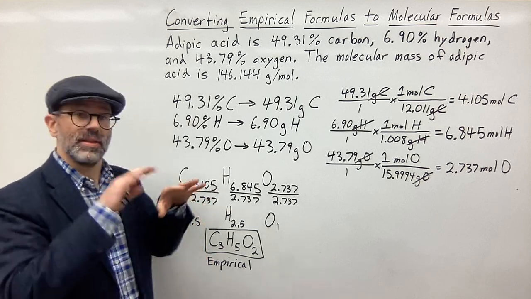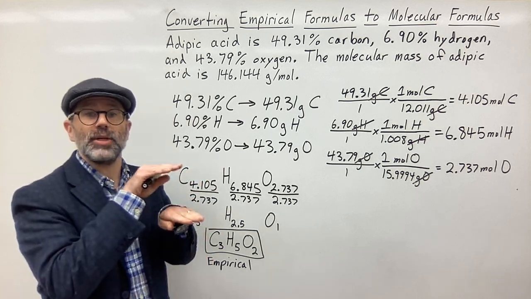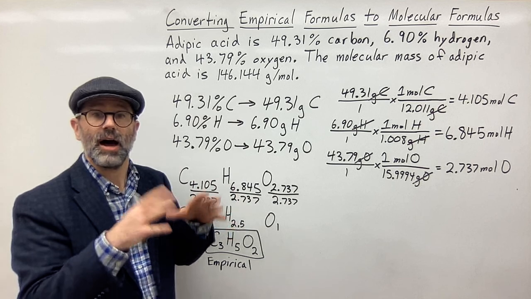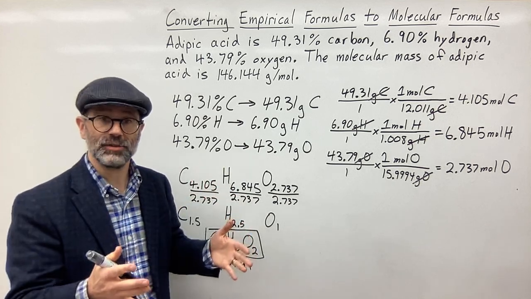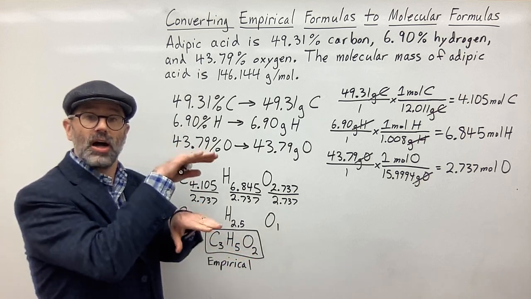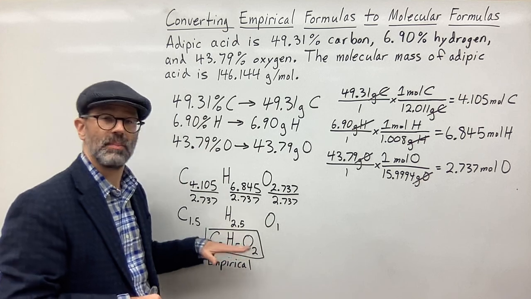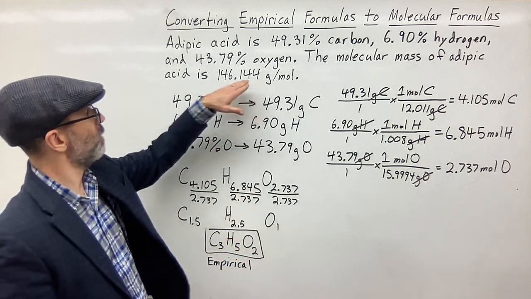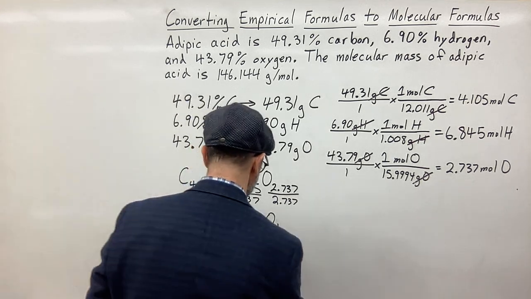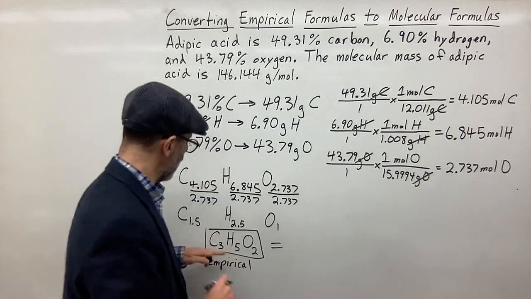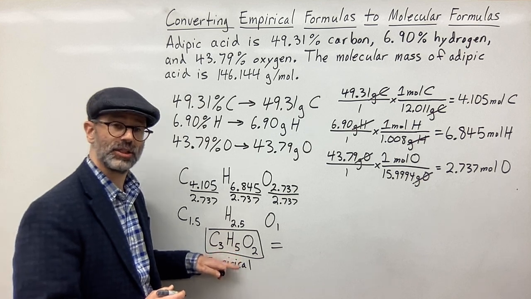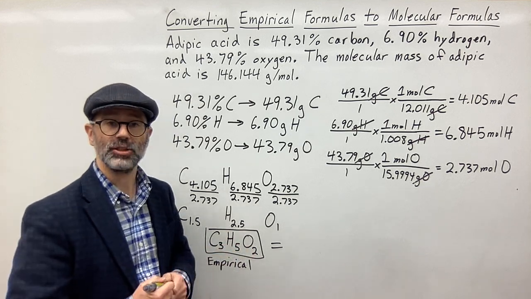So if that's the case, then we would expect that the ratio of the masses would differ by a factor of 6. So all we need to do now is find the ratio of the masses, comparing the empirical formula mass to the molecular mass that we were given. So let's calculate the empirical formula mass. We'll add together the mass of 3 carbons, the mass of 5 hydrogens, and the mass of 2 oxygens.